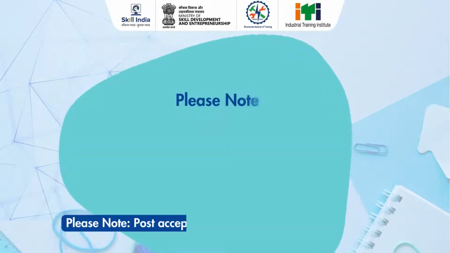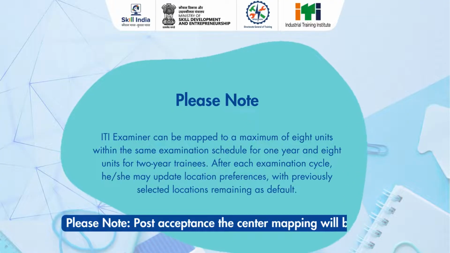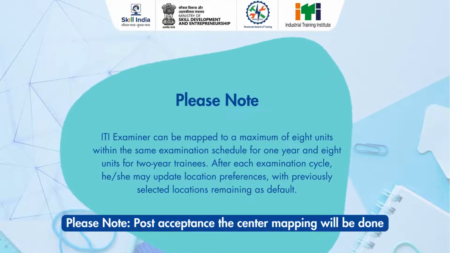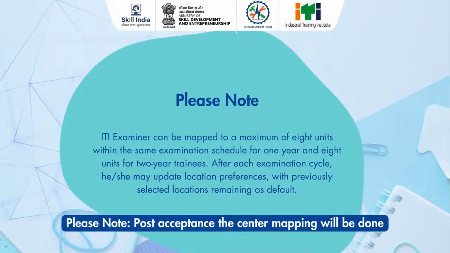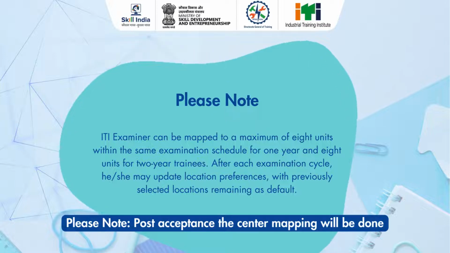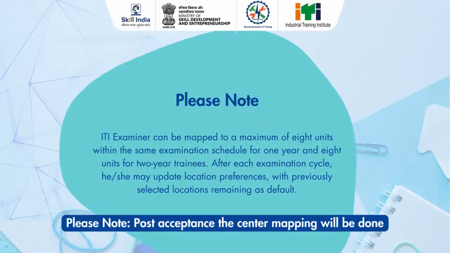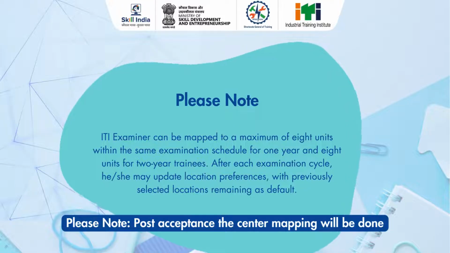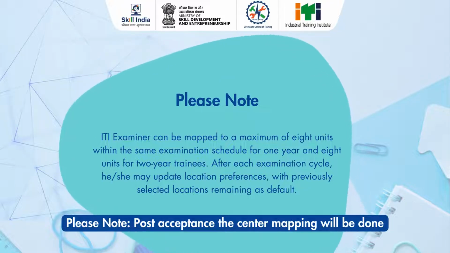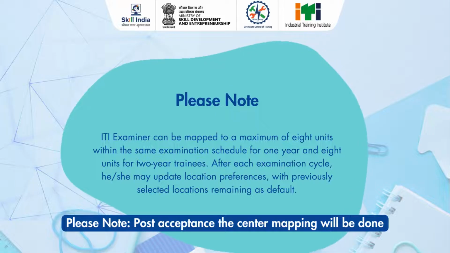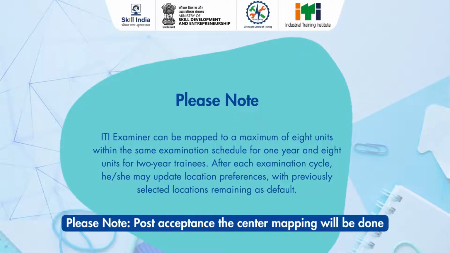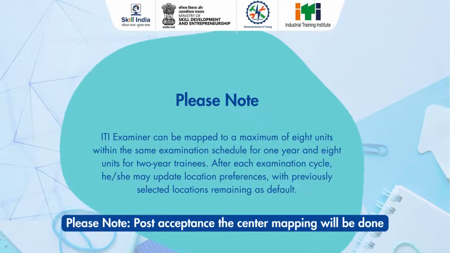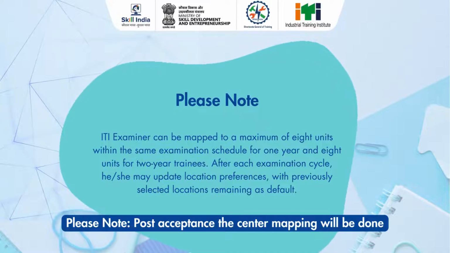Please note, ITI examiner can be mapped to a maximum of 8 units within the same examination schedule for 1 year and 8 units for 2-year trainees. After each examination cycle, he/she may update location preferences, with previously selected locations remaining as default. Post-acceptance, the center mapping will be done.